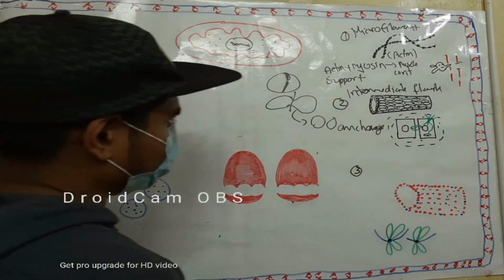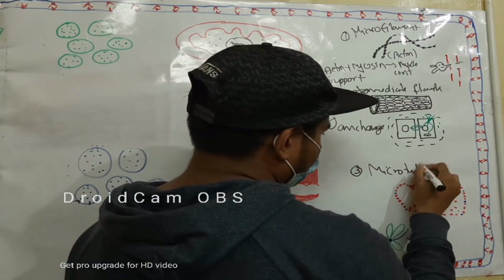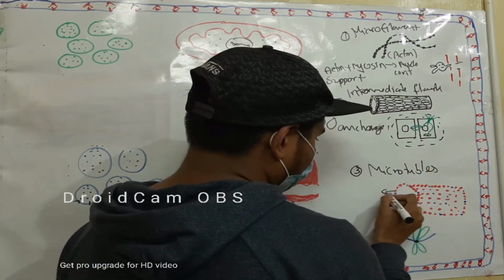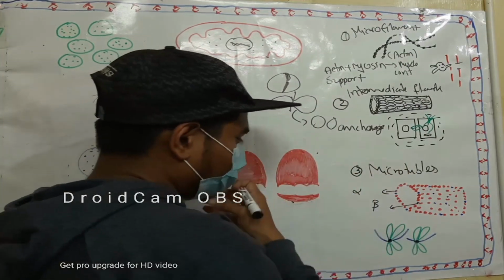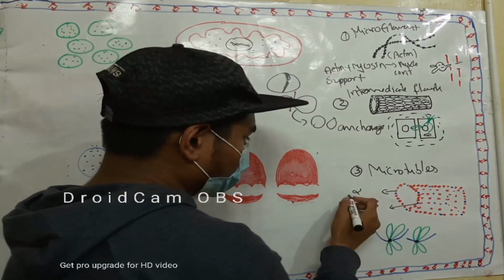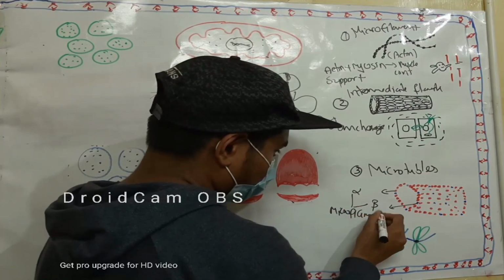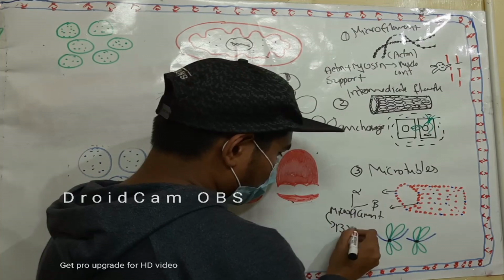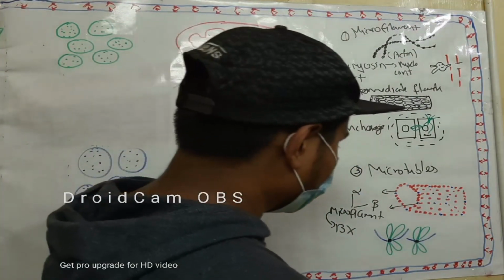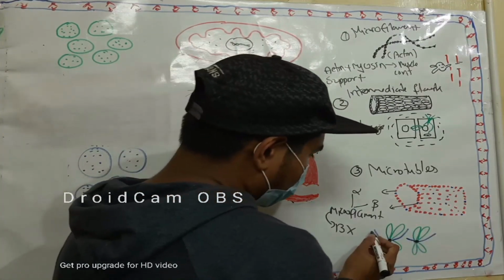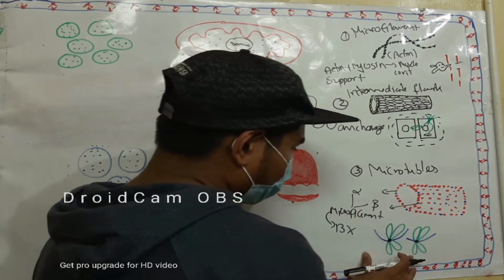And this last one is the microtubules. It consists of two subunits. These are alpha, and this blue one is the beta subunit. These alpha and beta subunits together make the protofilament, and 13 protofilaments make the microtubule. These microtubules are involved in cell division. They attach to the kinetochore, and they separate the sister chromatids during cell division.